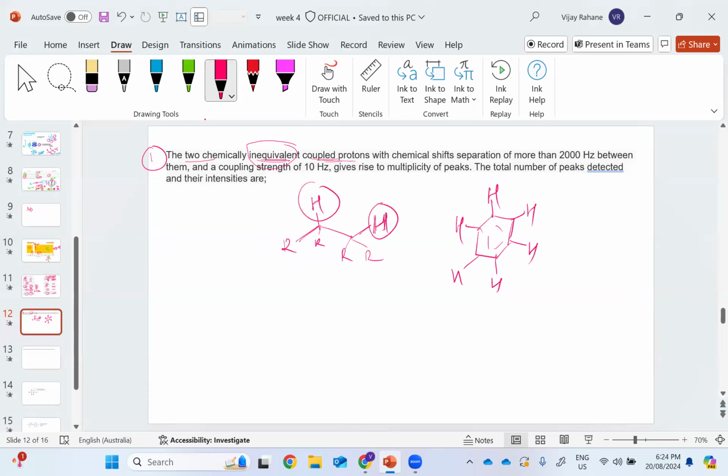Let's say these two protons are chemically coupled, with the chemical separation between the two being 2000 hertz. So they are separated from each other by 2000 hertz. The coupling strength, the J value, is 10 hertz. Let's say this is the delta TMS, and instead of ppm, let's take this in hertz values, and one lies here and another will be here. One hydrogen, another hydrogen. The coupling constant of 10 hertz gives rise to the multiplicity of the peak, the total number of peaks detected, and their intensity.